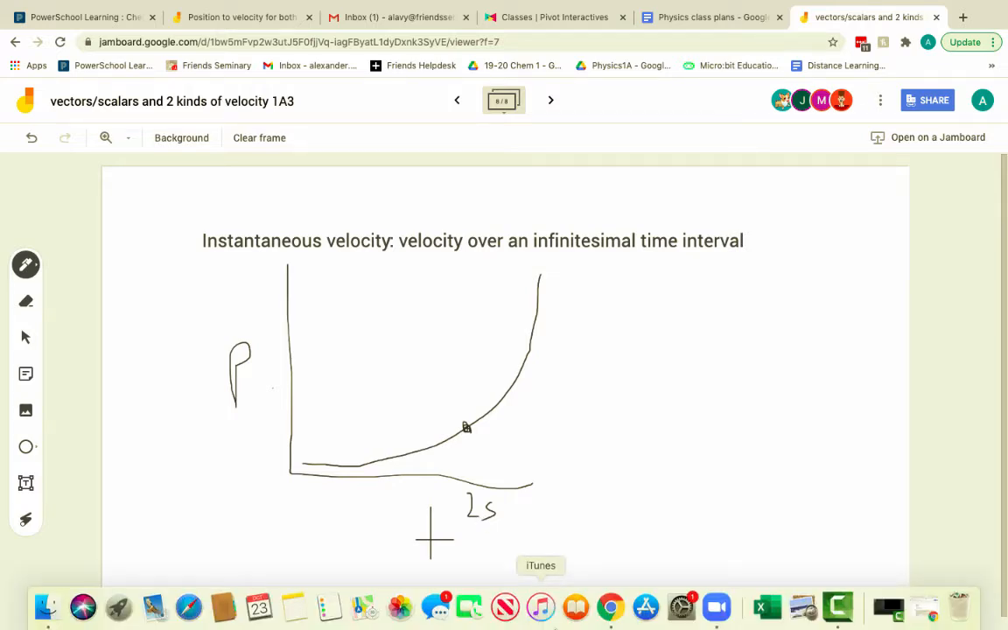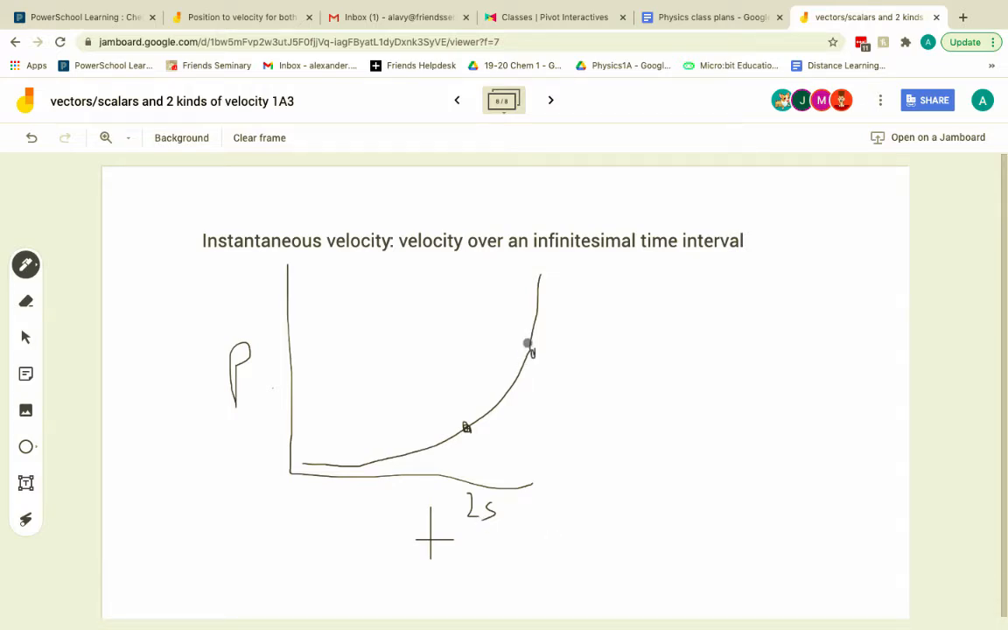I could, like you did in class, figure out the average velocity between, let's say, 2 seconds and 3 seconds, or the average velocity between 2 seconds and 1 second. But I could also probably find the average velocity between 2 seconds and 2.1 seconds. And I hope you'd agree that if I found the average velocity between these 2 points, it would be more accurate than finding the whole velocity over this time. But I can actually go further.